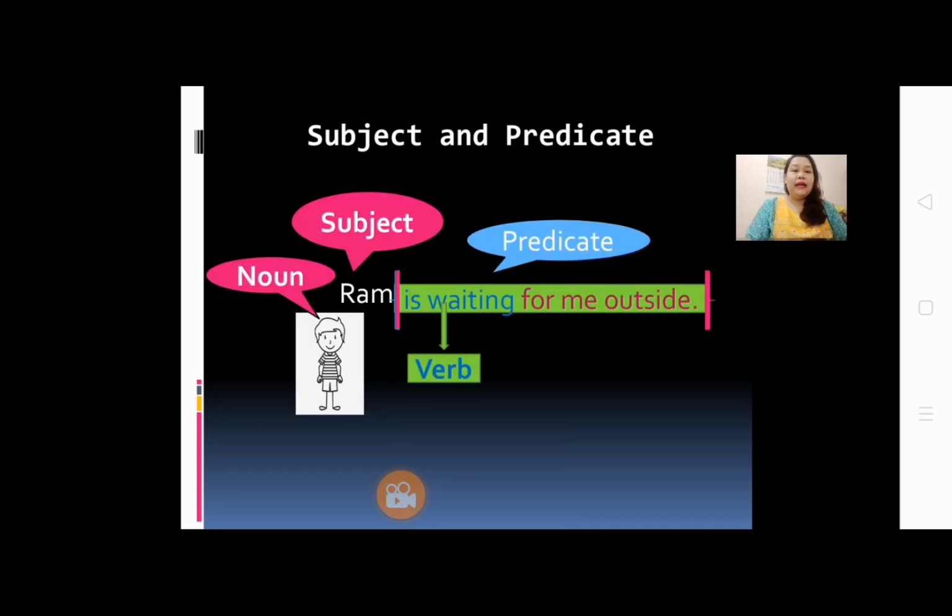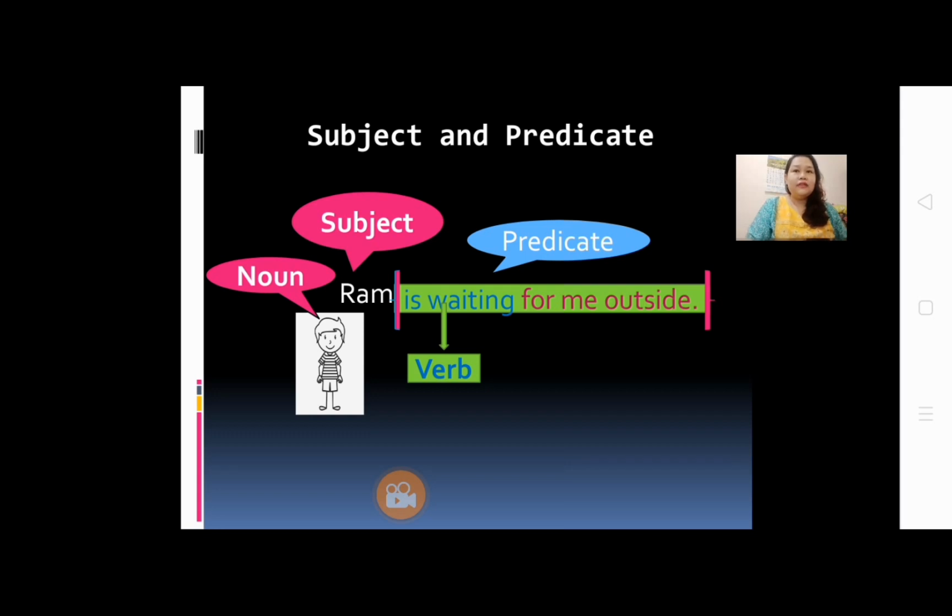Children, remember that subject can be a noun or pronoun that refers to a person, thing or a place. And it always begins with a naming word, noun or pronoun. On the other hand, predicate always has a verb in it and begins with a verb followed by the rest of the sentence. For example, Ram is waiting for me outside.